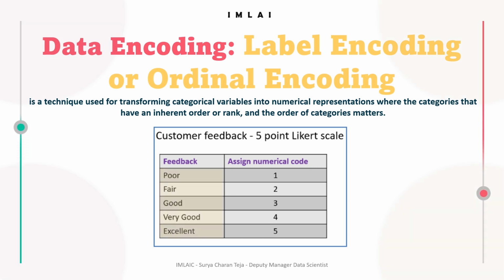So I'm just repeating one more time. Label encoding or ordinal encoding is a technique used for transforming categorical variables into numerical representations, where the categories have an inherent order or rank, and the order of categories matters.